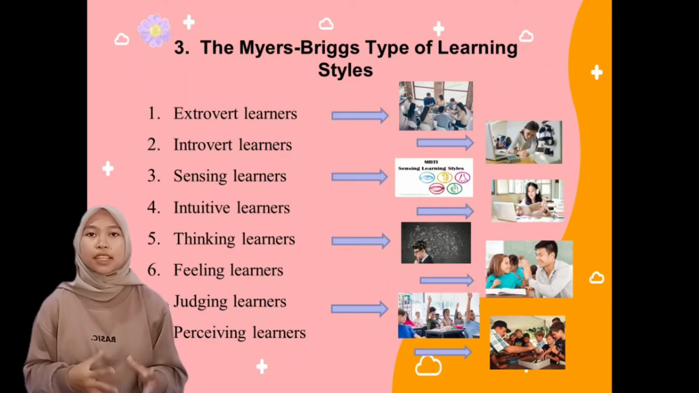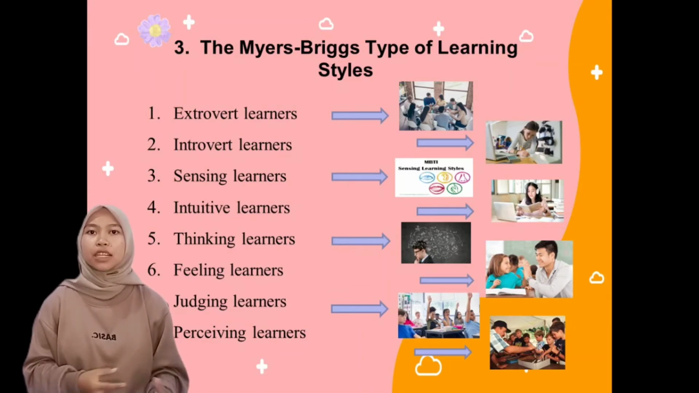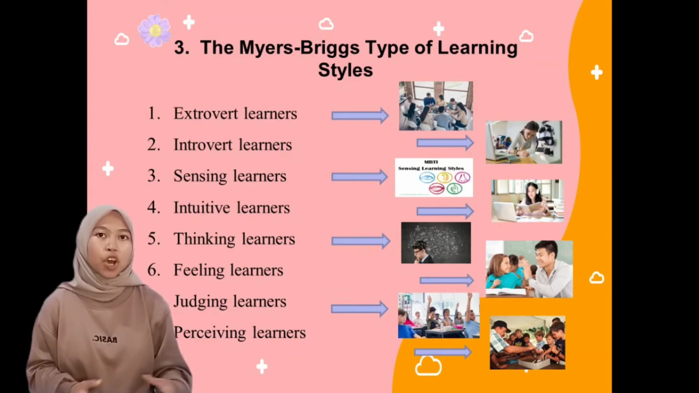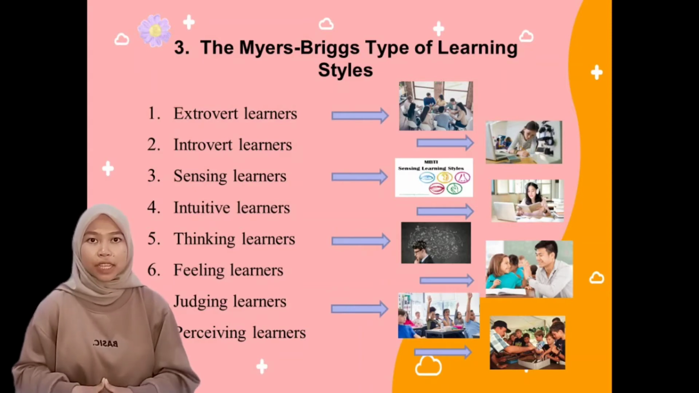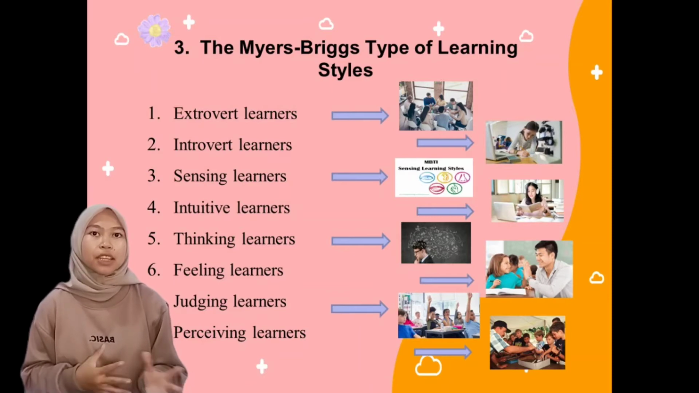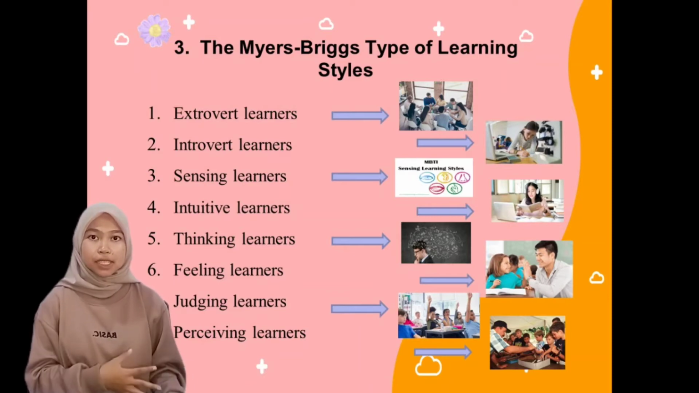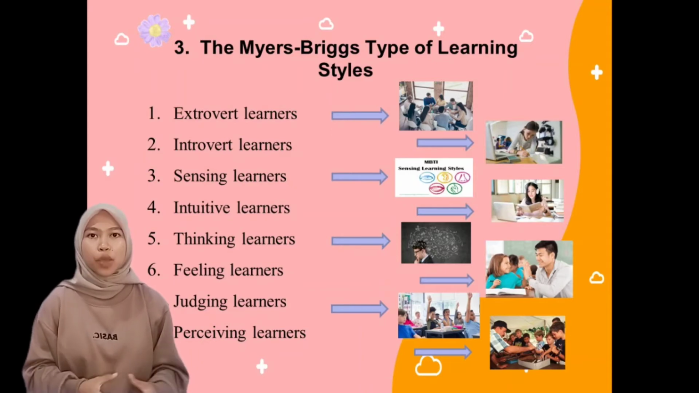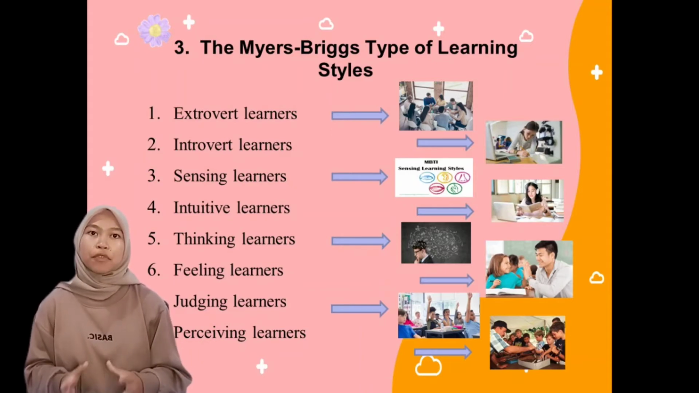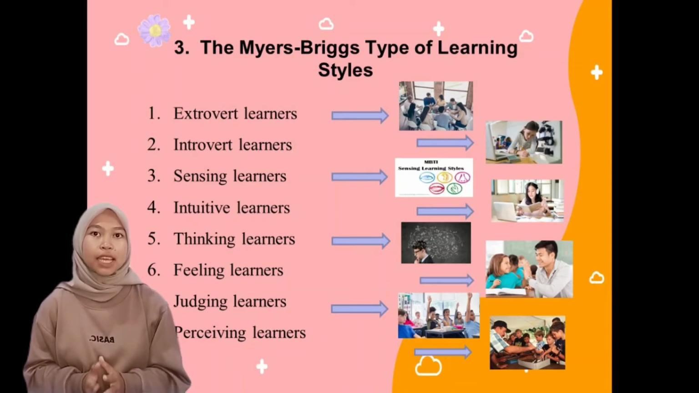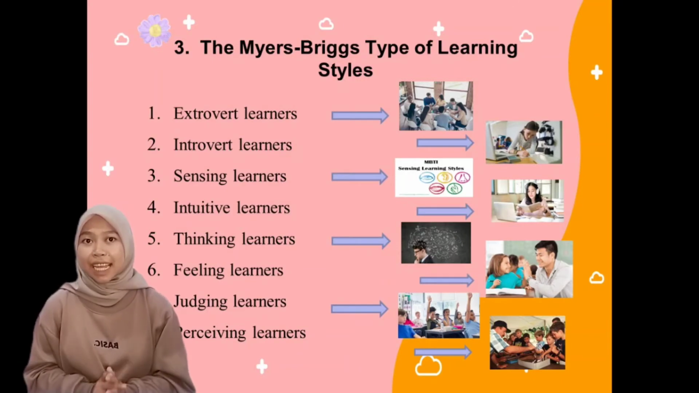The strength of judging learners is they have short-term goals and are able to make a plan of action. And the last but not least, the eighth, perceiving learners, are open to new experiences in learning, are flexible, and work best when work is fun. The strength of perceiving learners is they find new ways to do routine tasks in order to generate interest and to discover new information and ideas.